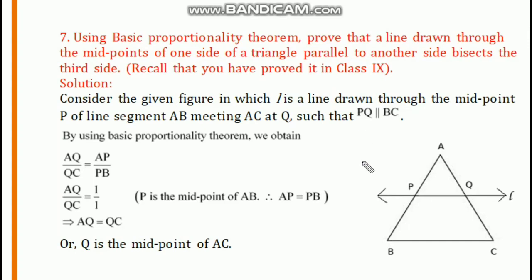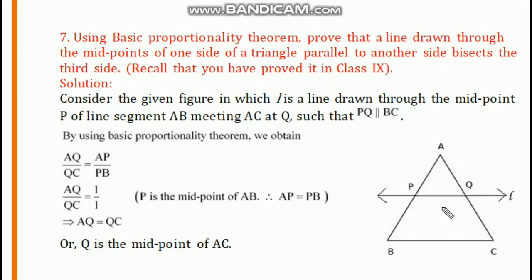So here consider the given line L. L is drawn through midpoint P of line segment AB. Actually, that is only given. This point is the midpoint of the line segment AB, meeting AC at Q. Just we extend the line. So this line L, PQ, is parallel to BC.